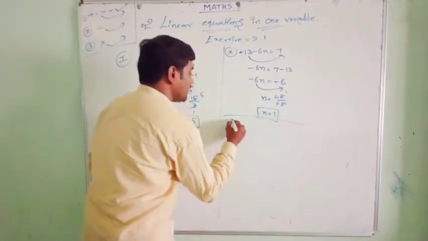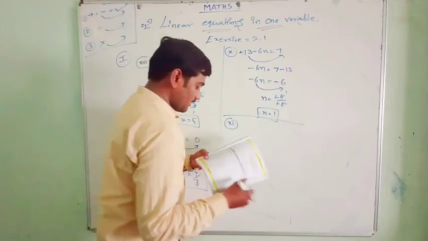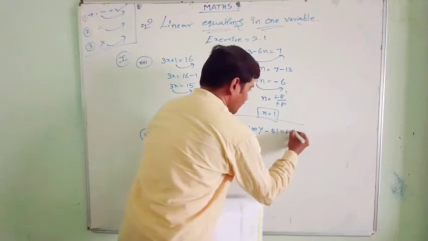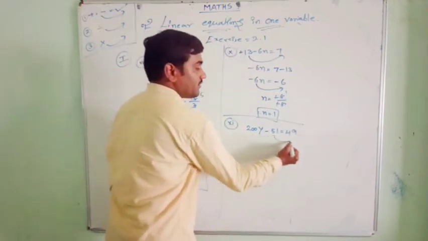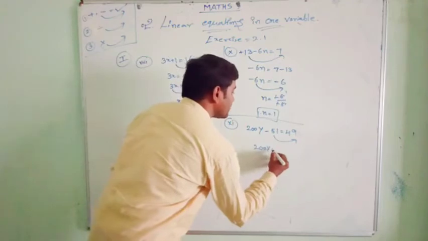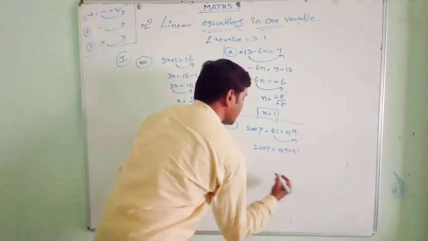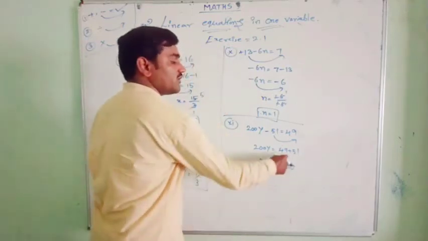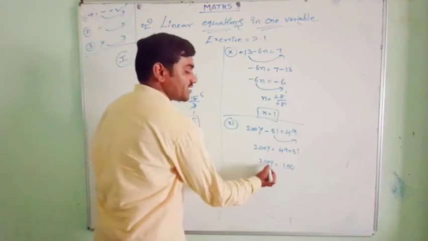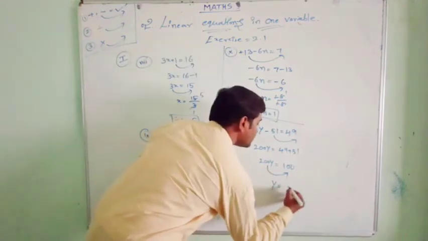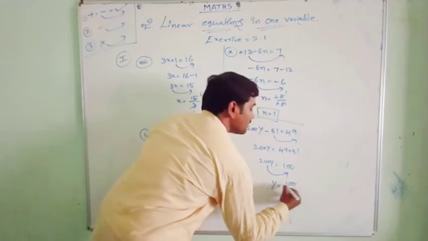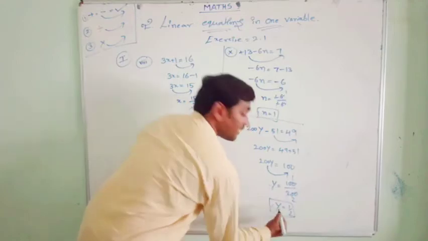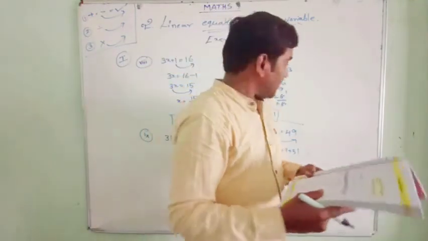Hence let's go for the 11th question now. That is 200y minus 51 equal to 49. This minus 51 you transport to the other side. 200y is equal to 49 plus 51. So 200y is equal to 100, that means 49 plus 51 is 100. Now 200 is multiplied, so to transport it to this side it becomes a divisor. 100 by 200. 100 ones are 100, 100 twos are 200. y equal to 1 by 2. Yes.